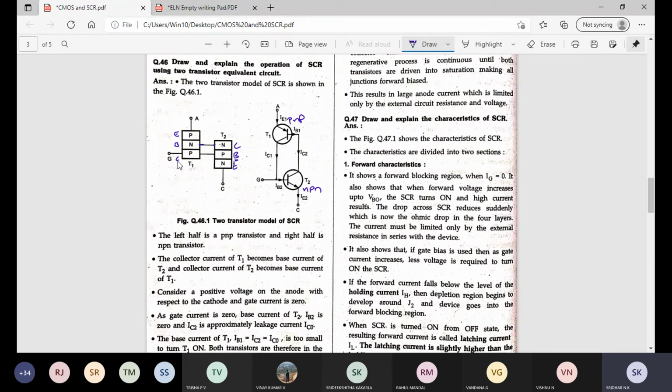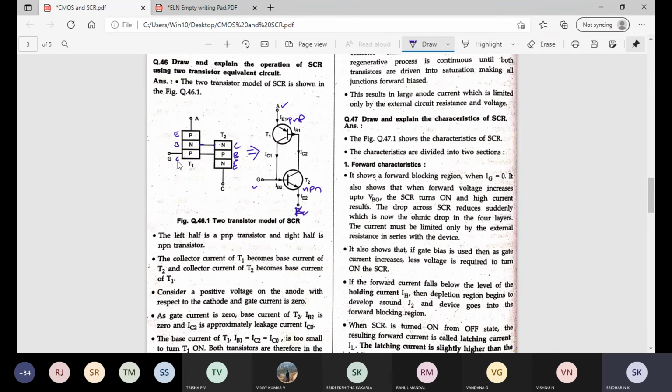Similarly, the collector of PNP transistor, if you see here, this is the collector, is connected to base of the NPN transistor. So this is the base of the NPN transistor. So it is connected, and the gate is as usual. So this is the gate, this is the anode, and this is the cathode. This is K, not C. K, A and G as it is. So this is the representation of this. Understood? This is the two transistor model of SCR.